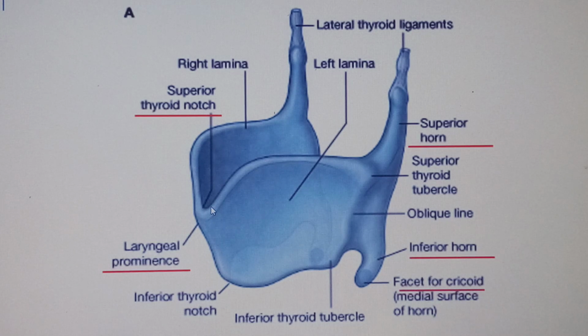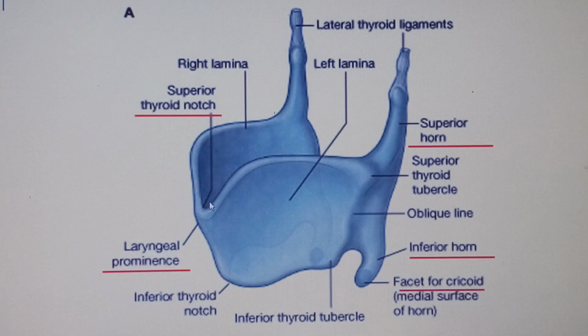The one which is more prominent is what we call the superior thyroid notch, or the laryngeal notch, which is quite prominent compared to the inferior thyroid notch over here. My friends, the angle that is formed over here is quite a bit sharper in males compared to that of females.